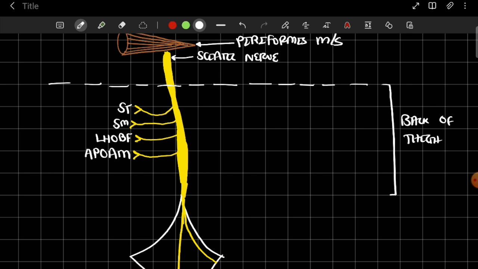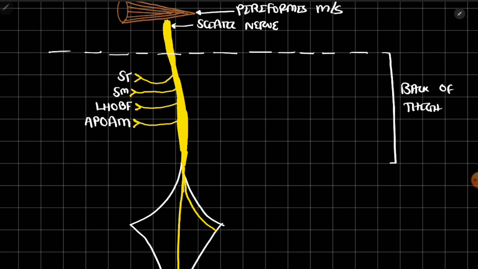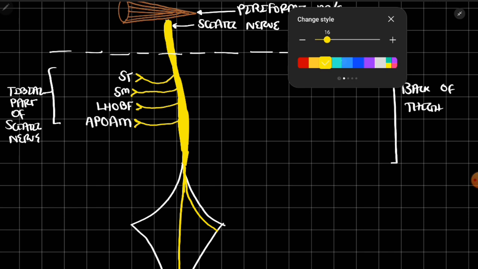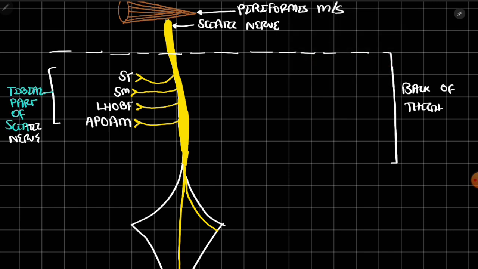Pardon me for that. Just go with me in this video. Be with me, I will clear all your doubts. So these 4 branches are the tibial branches. They are the branches from the tibial part of sciatic nerve. Just a second, I will use a different color for it. Just mention the tibial part of sciatic nerve.